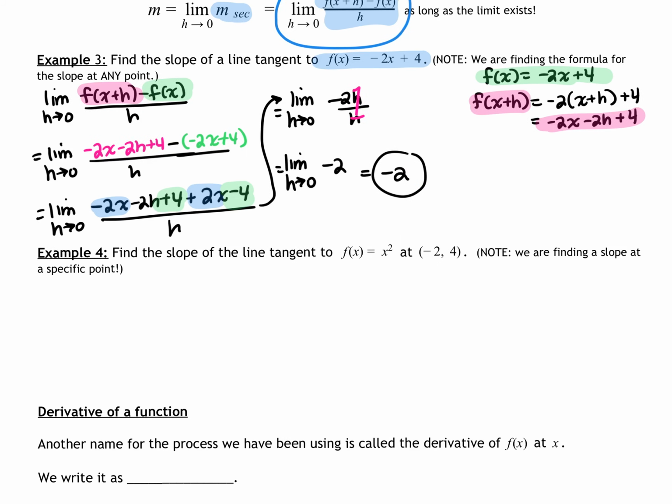Now, what's interesting about this is that we did not specify anywhere on that original graph where we were finding the instantaneous rate of change. So what this actually is telling us is that the instantaneous rate of change anywhere on that graph will be negative 2, no matter where we go. And that fits with what we know about lines. The slope of a line is really the average rate of change, or the instantaneous rate of change for that line is always going to be the slope, which is negative 2, as we can see in the original function itself. Okay, let's try example 4 and see how this goes.